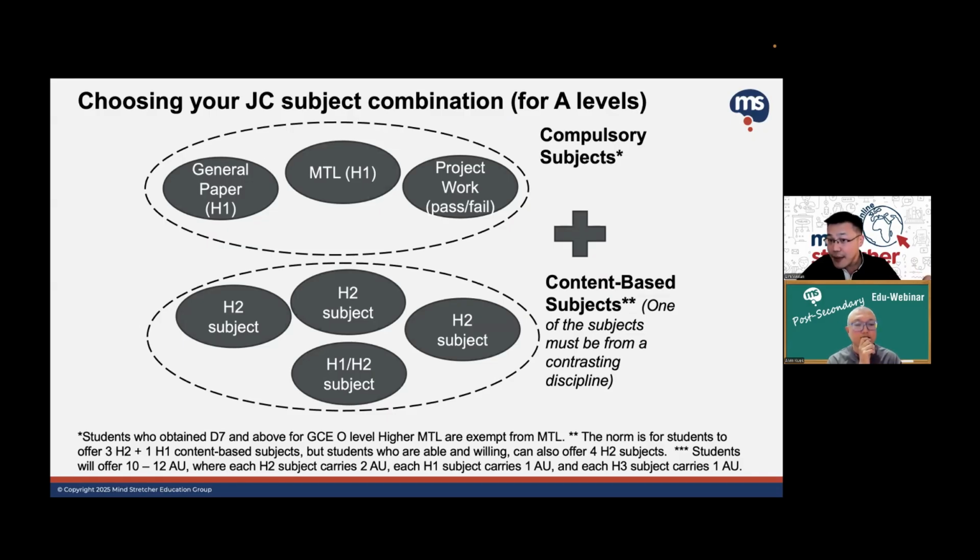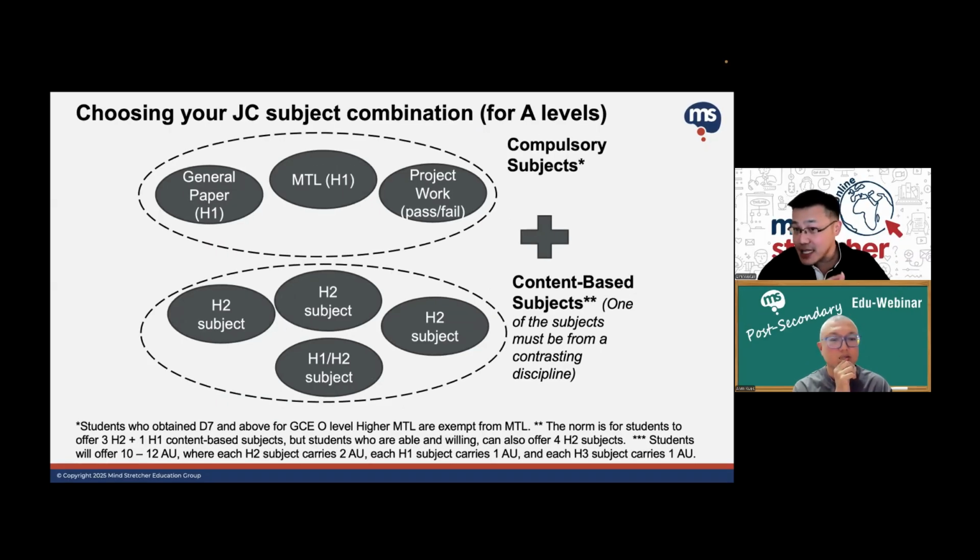You have your mother tongue, right? So mother tongue is provided, let's say if you actually had done higher mother tongue and got D7 and above in O levels, then you are exempted. But if you never do, then you have to take.